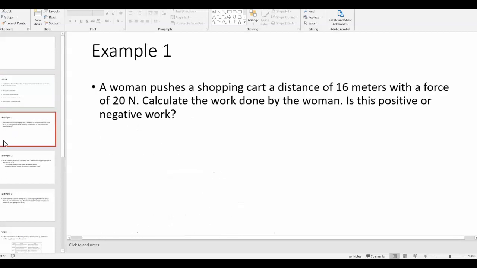Okay, so example one. Example one says a woman pushes a shopping cart a distance of 16 meters. Okay, so this is my distance, with a force of 20 newtons. Okay, so here's my force. It says calculate the work done by the woman.